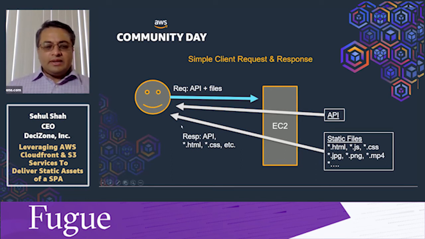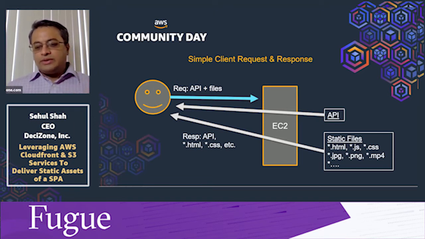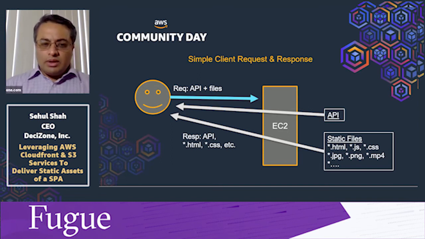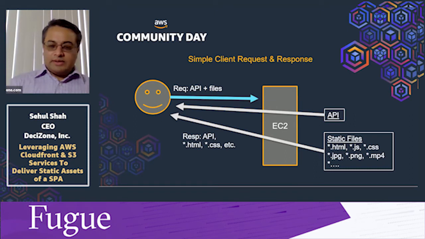And if there is any request for static assets like your index.html page, any JavaScript chunks, CSS files, JPEG or PNG image files, and any kind of sound or video files, in a very simple architecture the EC2 instance would be taking the load of serving both the REST API requests and the static files.